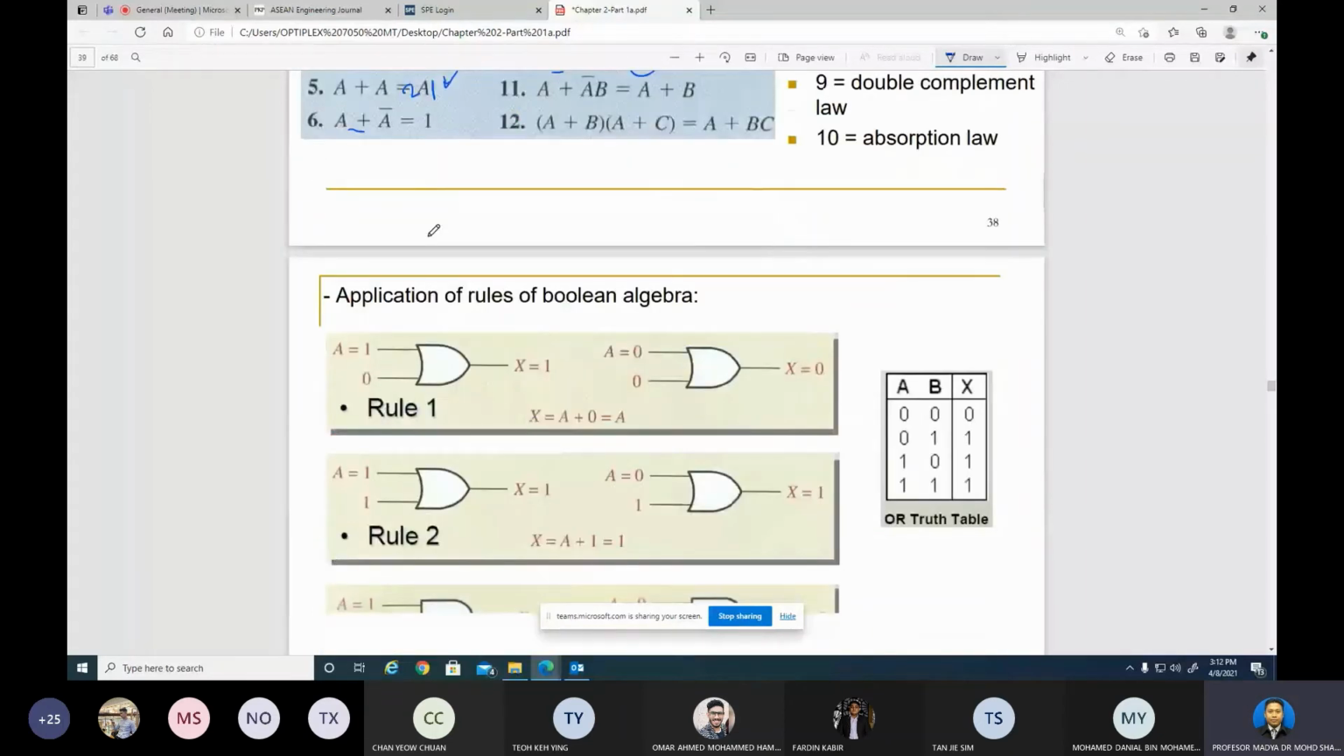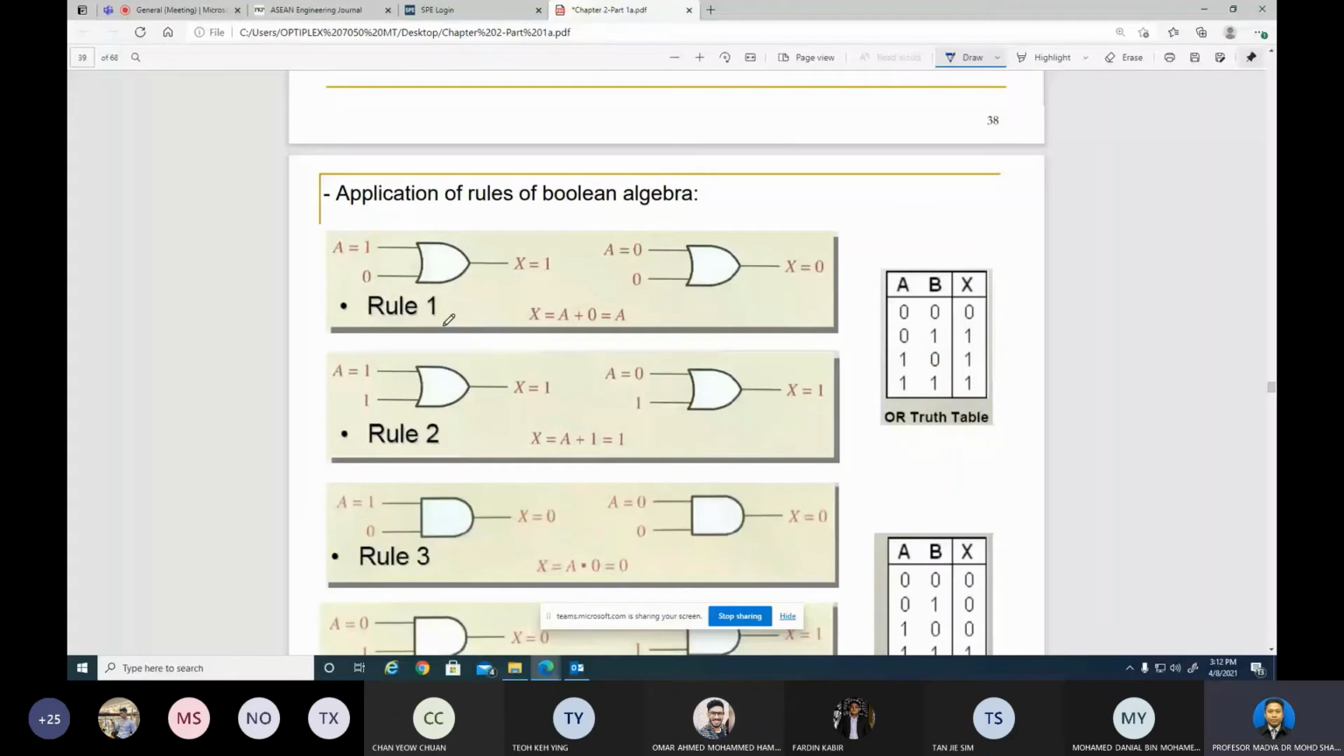So you can see A is 1 and the other input is 0, so automatically X is equal to 1. If A is 0 and the other is 0, automatically X is 0. That's why you get X plus 0 will be A. That's the rule, and that's the proving of the rule.